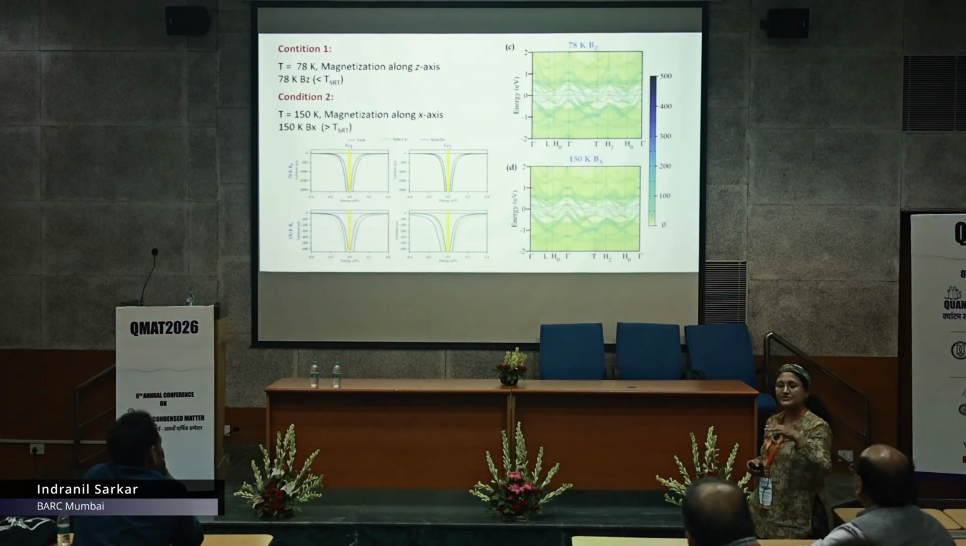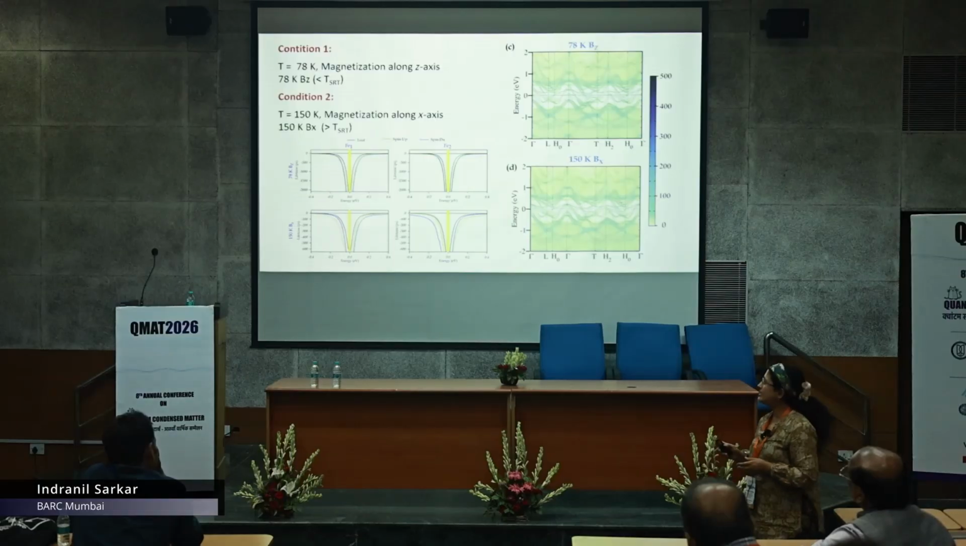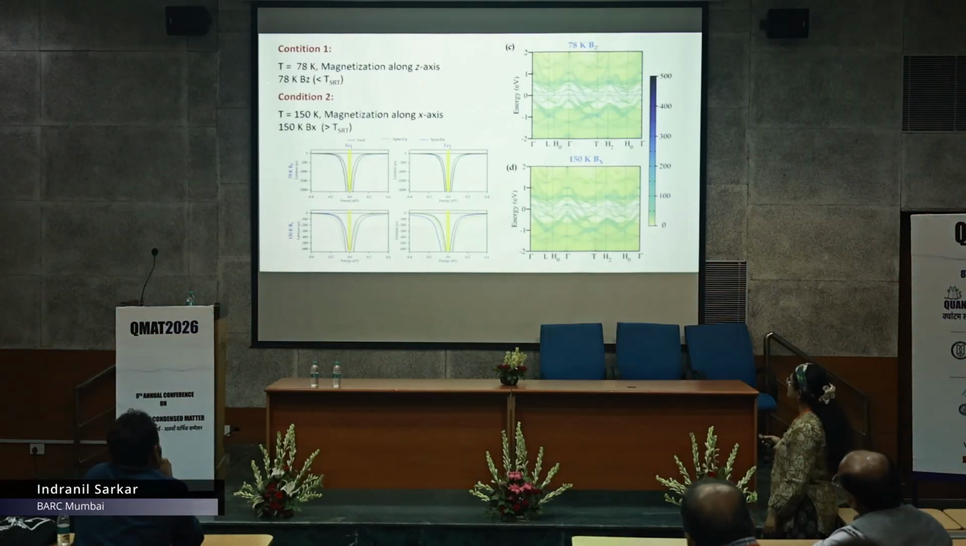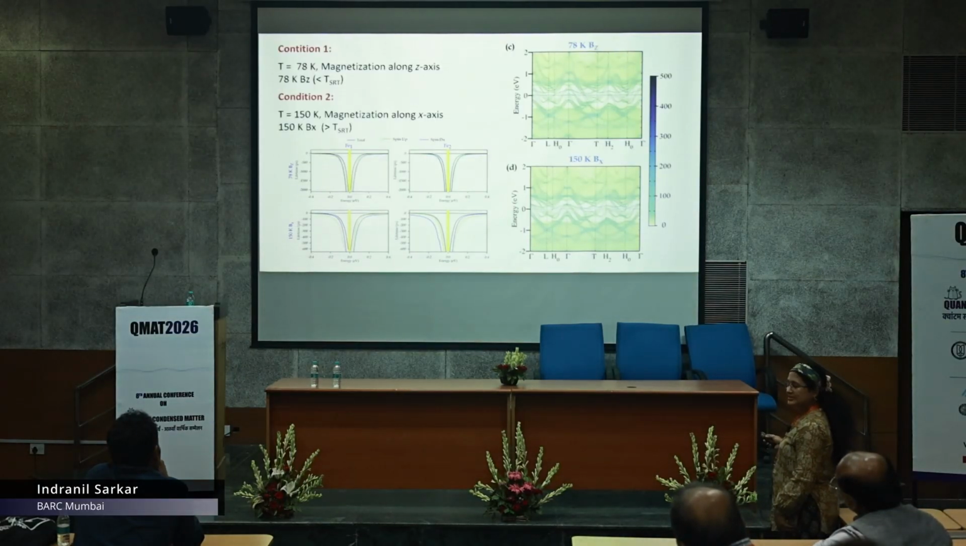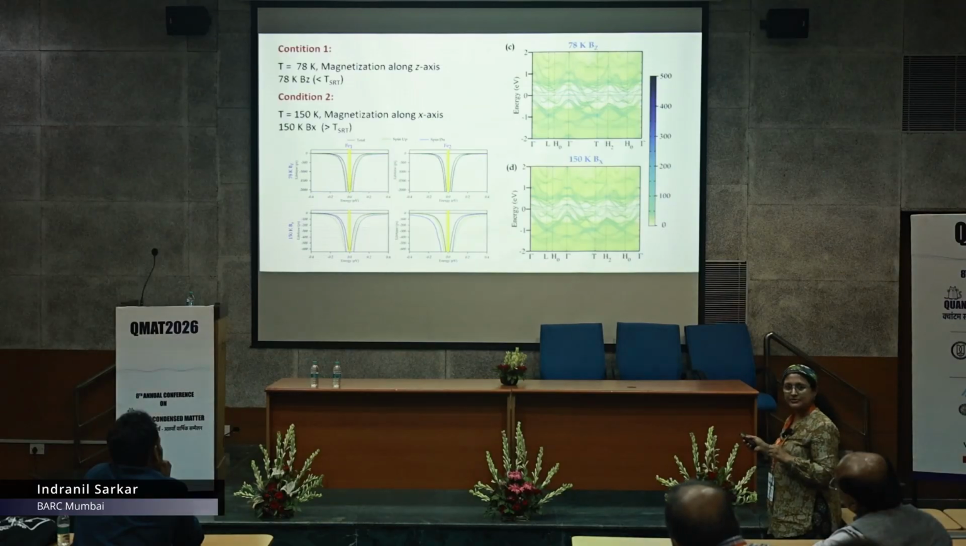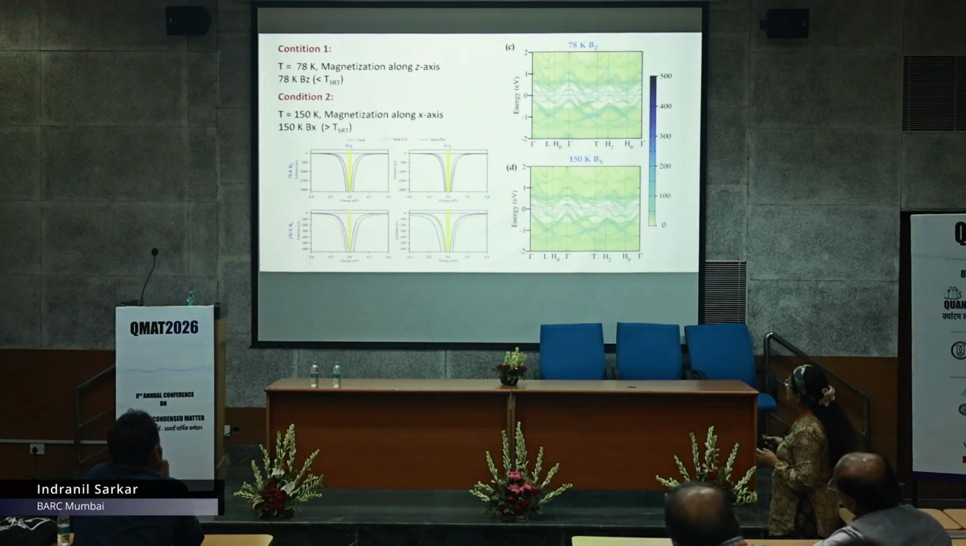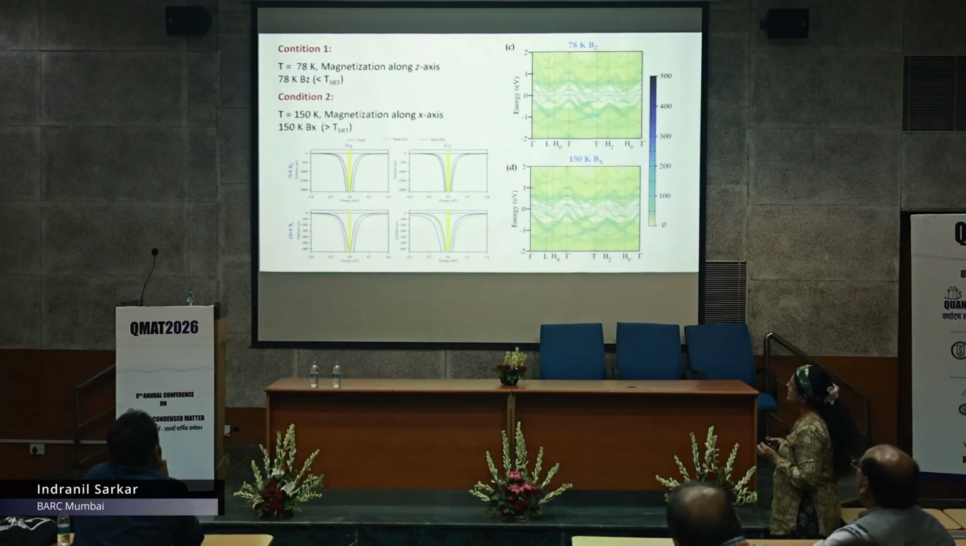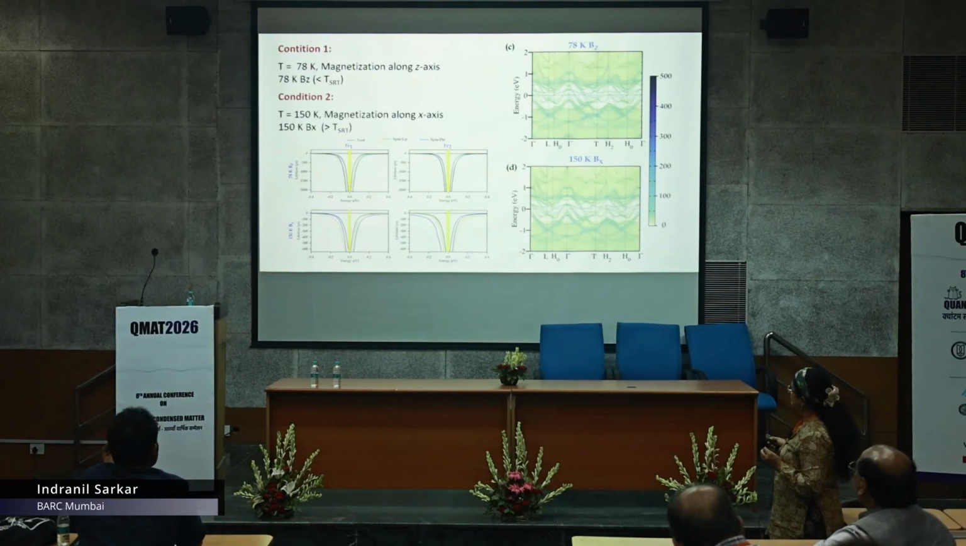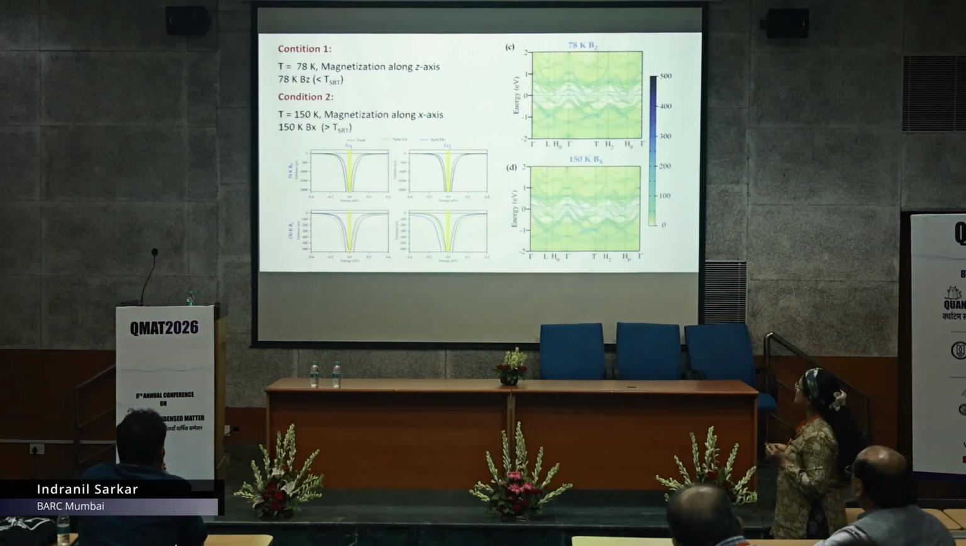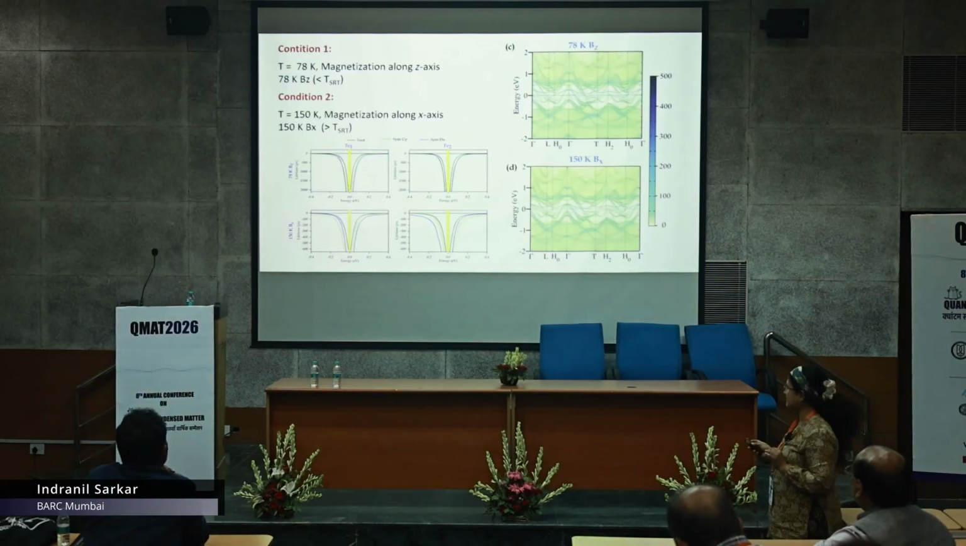I have mimicked the spin reorientation transition in two conditions. Since these are all DFT plus DMFT calculations, temperature is one of my parameters. So in condition 1 we have taken T as 78 Kelvin, which is less than TSRT, and here the magnetization is along the Z axis. In condition 2, T is 150 Kelvin and the magnetization is along the X axis, which is greater than TSRT.